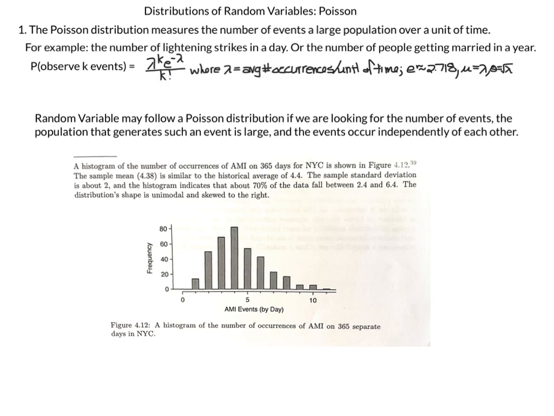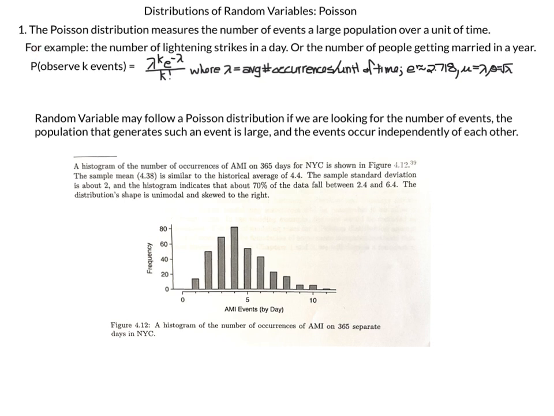In this very short video, we will introduce the Poisson distribution. Your book has chosen not to cover the Poisson distribution in detail, but to give you a little sense of what it is. The Poisson distribution measures the number of events in a large population over a unit of time. For example, the number of lightning strikes in a day, the number of people getting married in a year, or maybe the number of earthquakes in a year.